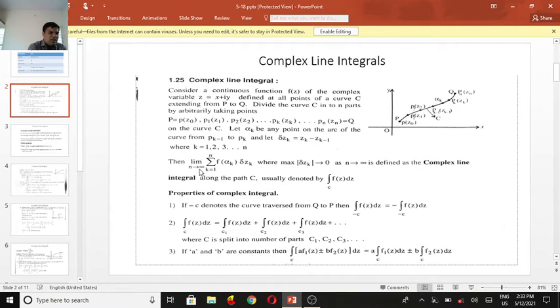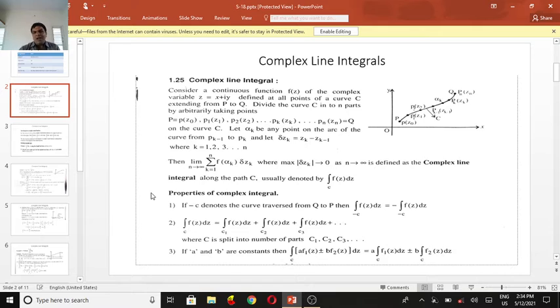If we take the summation, with the limit n tending to infinity, of the sum for k from 1 to n of f of alpha k delta zk, where the maximum absolute value of delta zk tends to 0 as n tends to infinity, this is defined as the complex line integral along a path C, usually denoted by the integral of f of z dz along C. This is the definition of a line integral along a curve.